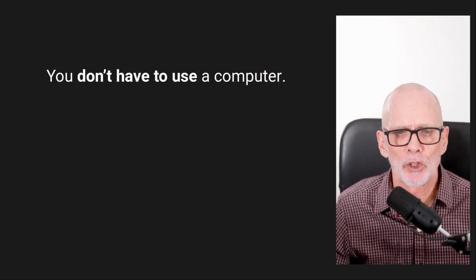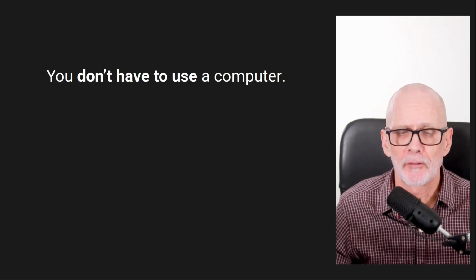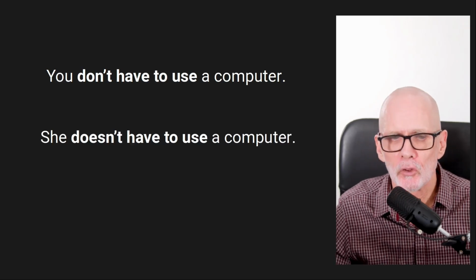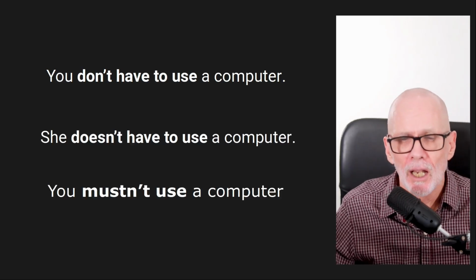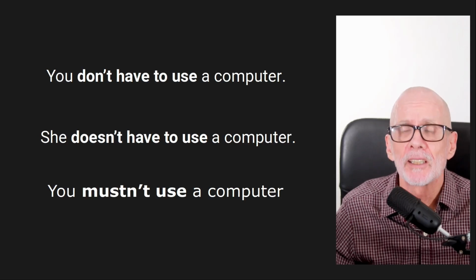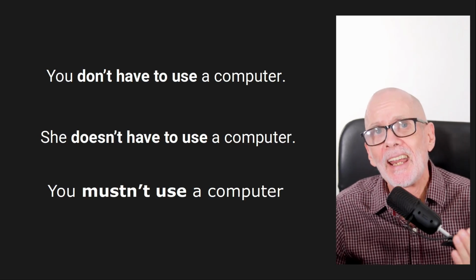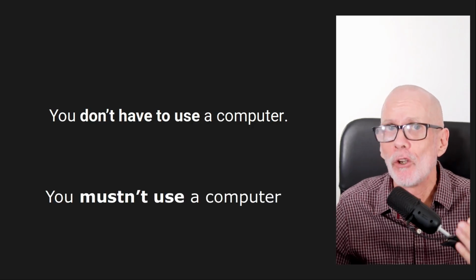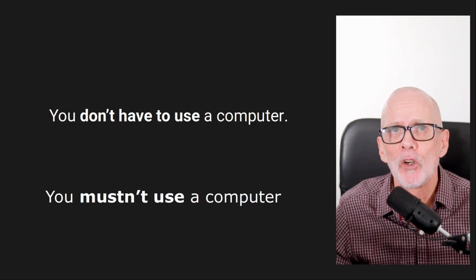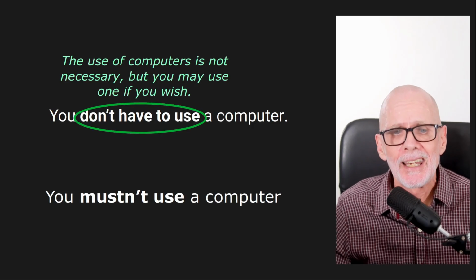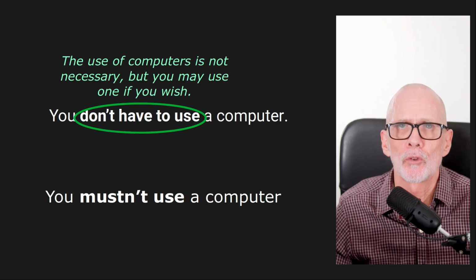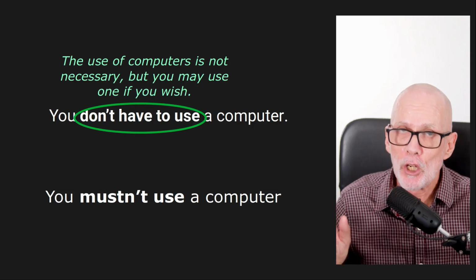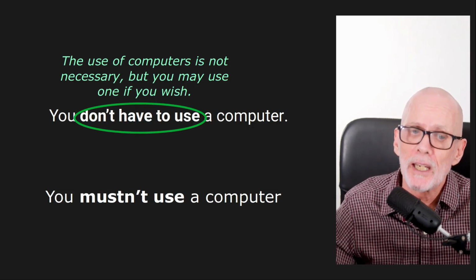So again, we use the contractions. We don't say you do not have to. We say you don't have to. We don't say she does not have to. We say she doesn't have to. And we don't say you must not. We say you mustn't. But in the negative, you don't have to use a computer and you mustn't use a computer are very different. When we say you don't have to use a computer, we mean the use of computers is not necessary, but you may use one if you wish.